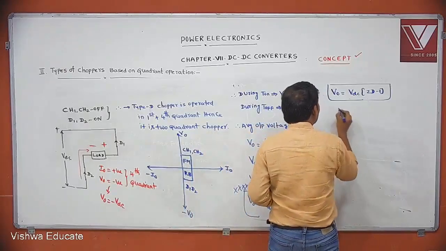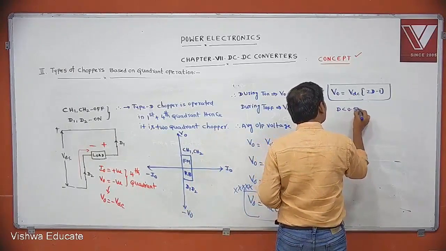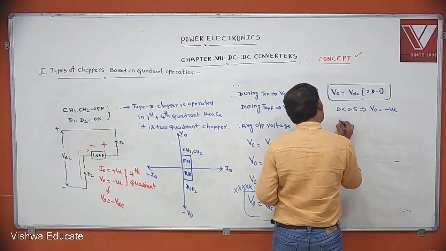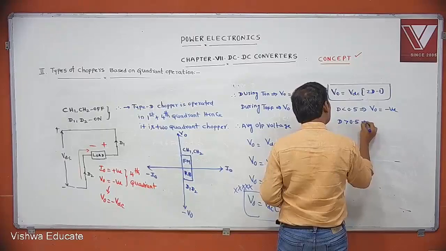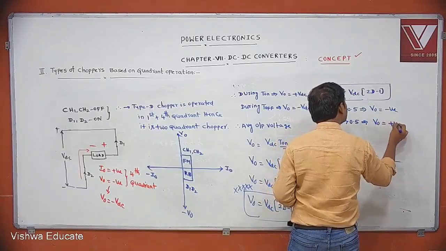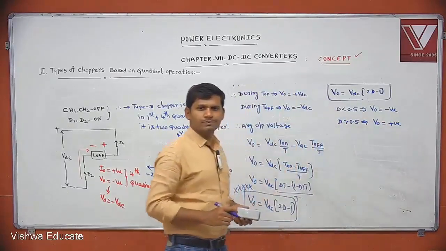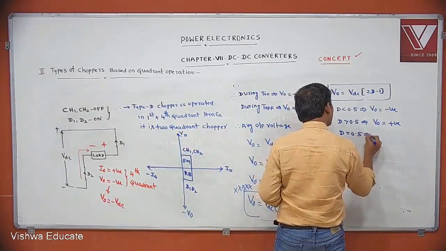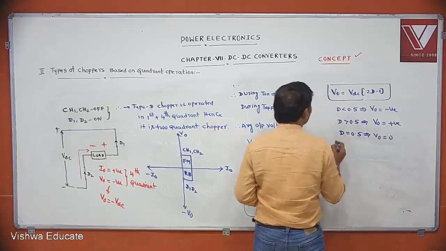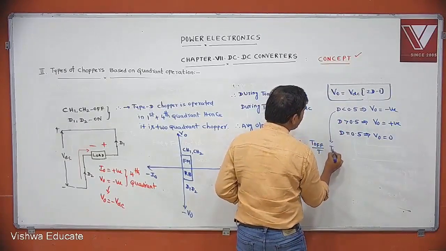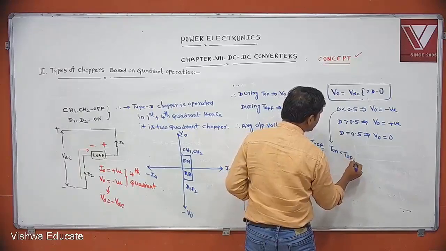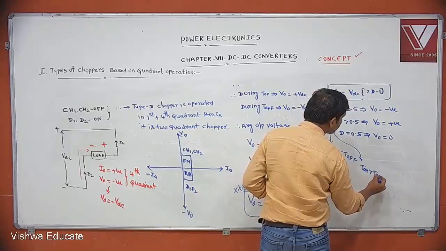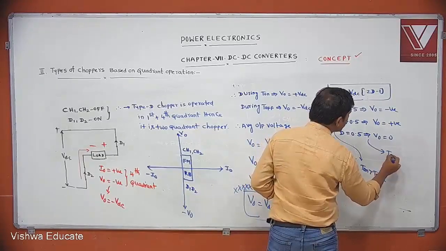Then for D less than 0.5, what can you get? You can substitute here, and we get negative voltage. For D greater than 0.5, you substitute here and you get positive V naught. Then for D equal to 0.5, what is V naught? We get 0. D less than 0.5 means T on less than T off. D greater than 0.5 means T on greater than T off. D equal to 0.5 means T on equal to T off.